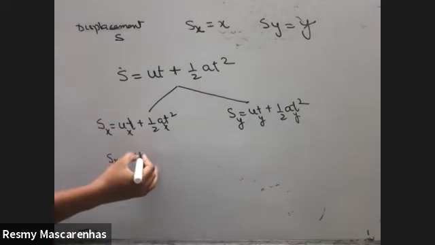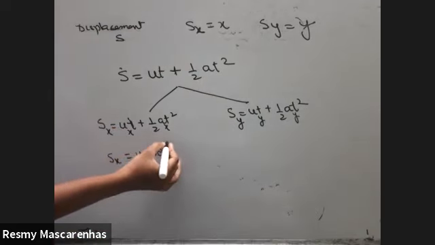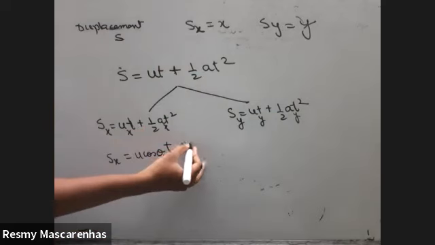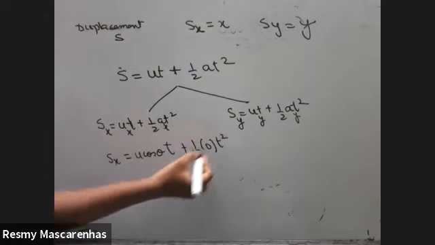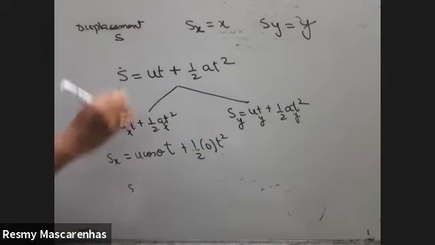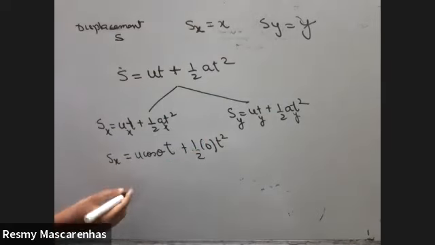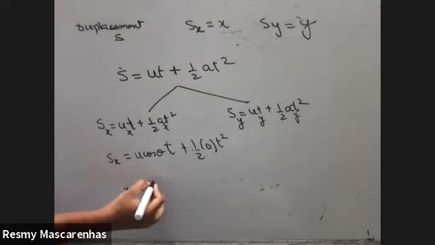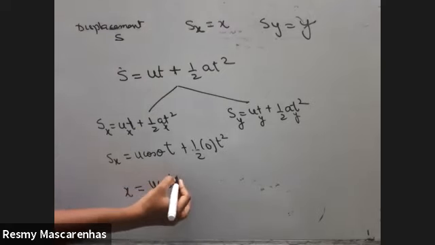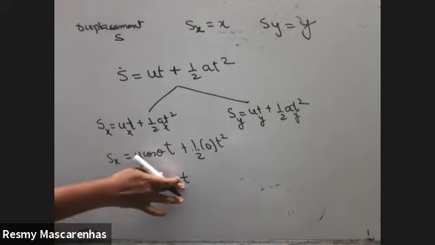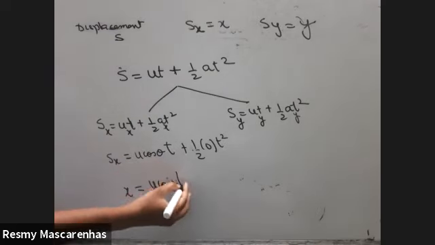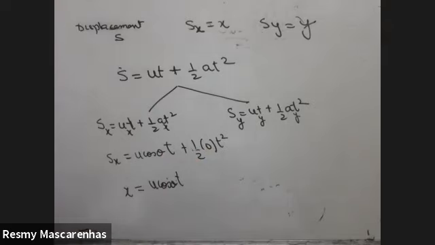Ux is nothing but u cos theta. Time is there. Ax is 0. This will be t, and s of x is x. This is what it will be, and this will become 0, so this part is gone.